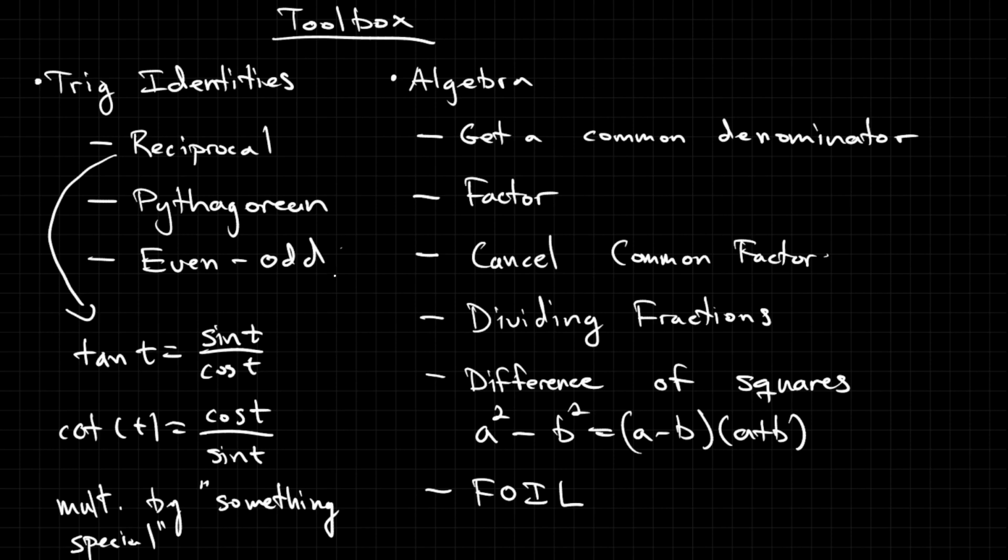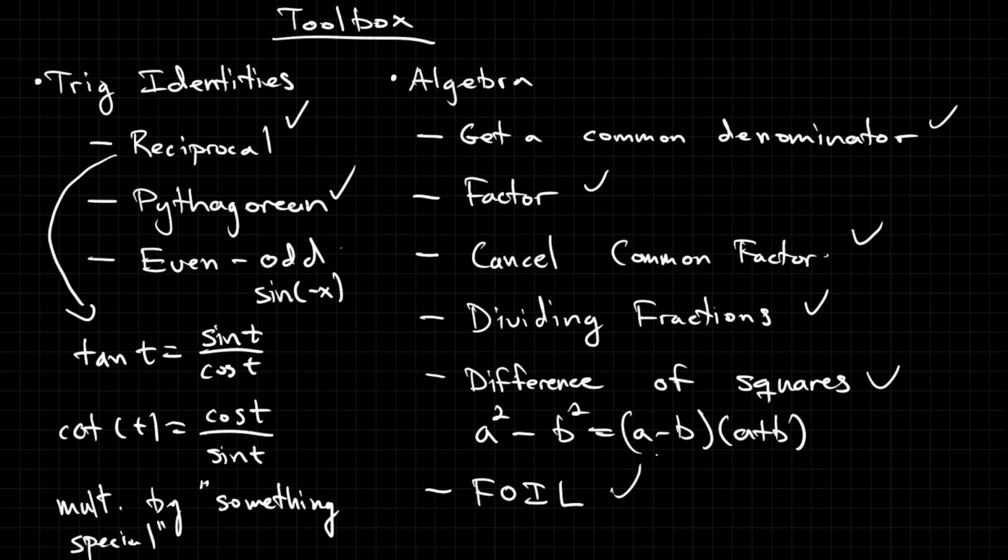So maybe it's worth it to say when you're going to use this even odd tool: when you see something like sine of minus x or cosine of minus x or tangent of minus x, that's when you'll use the even odd tool. But every other one we used: reciprocal, Pythagorean, common denominators, factors, canceling common factors, dividing fractions, difference of squares, and foiling.